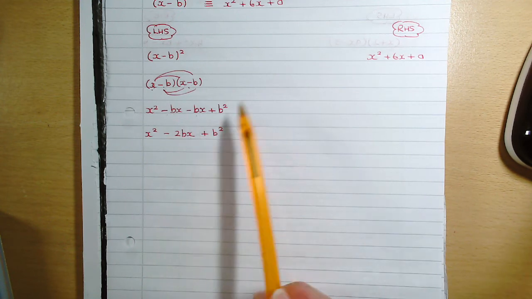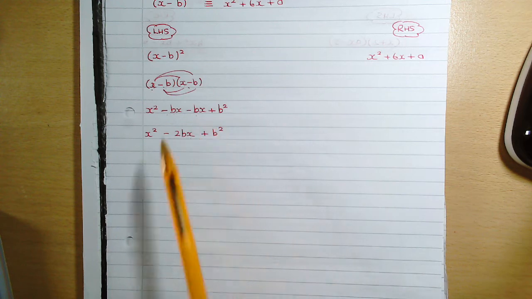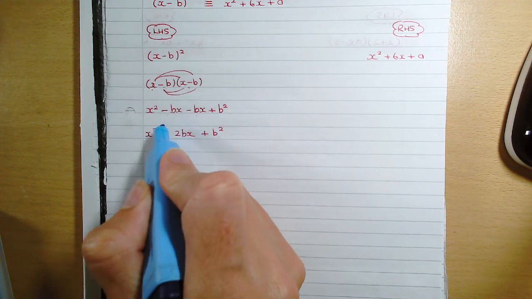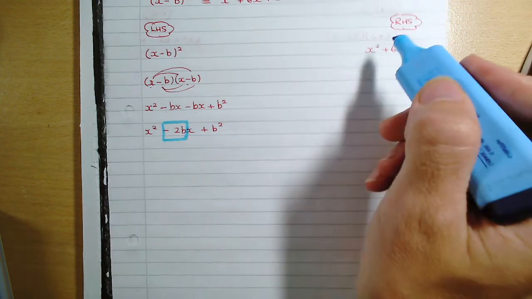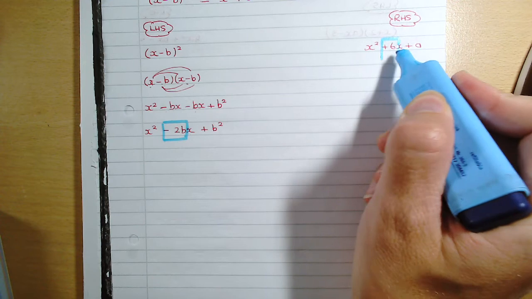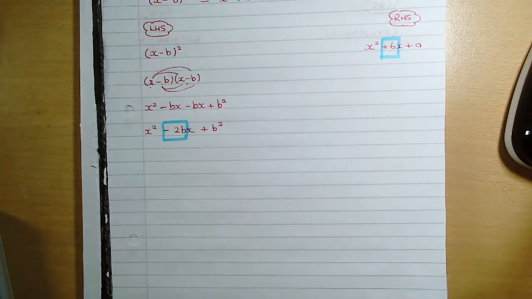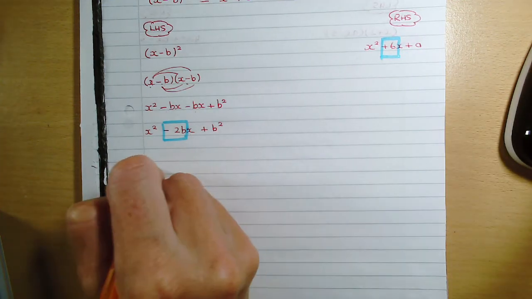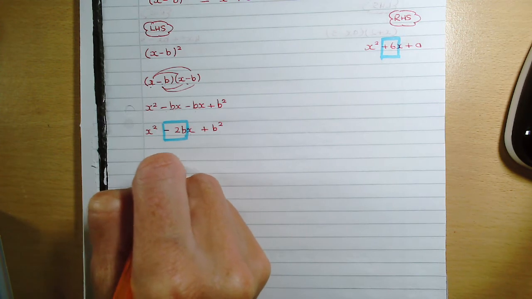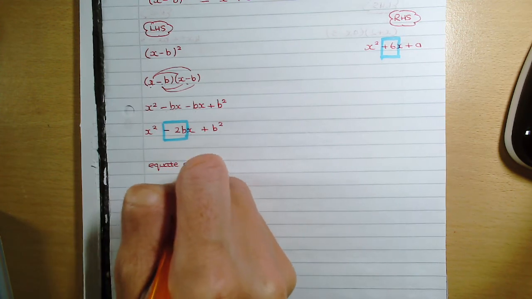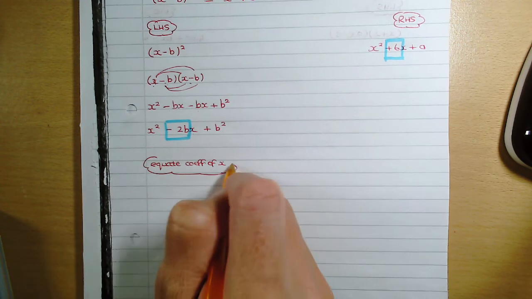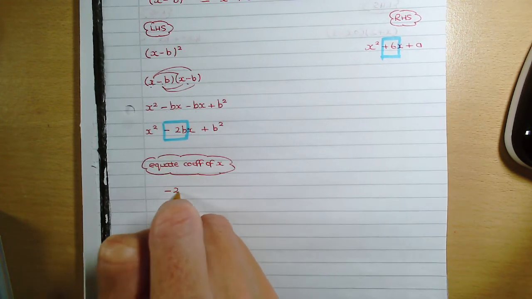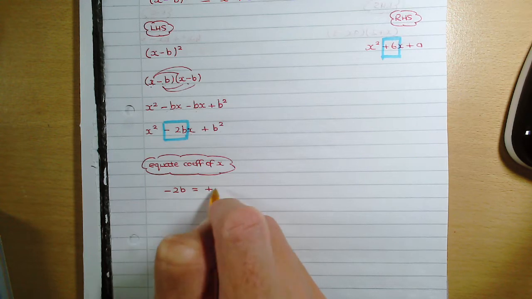So what we do is we equate the coefficients of the x terms. So what I'm saying is this: the coefficient of the x term on the left hand side, which is minus 2b, has to be the same as the coefficient of x on the right hand side, which is positive 6. So equate coefficients of x. So you're going to get minus 2b is equal to positive 6.